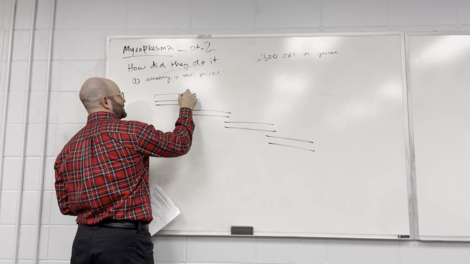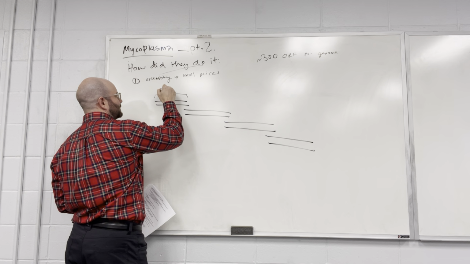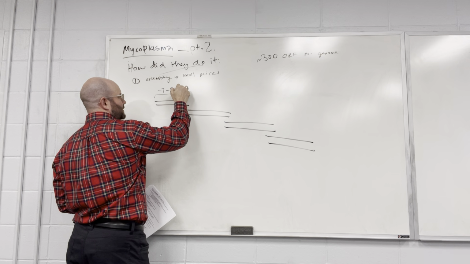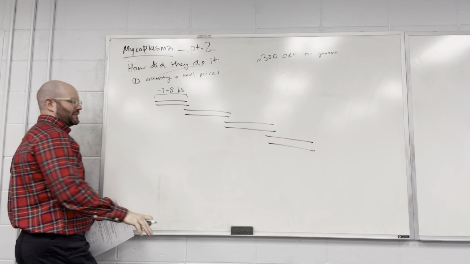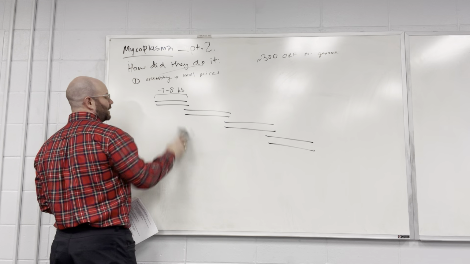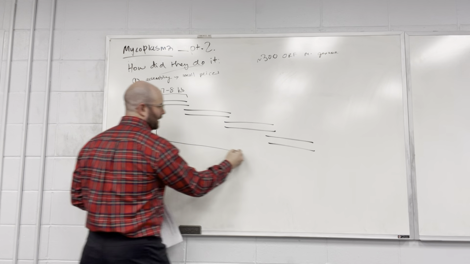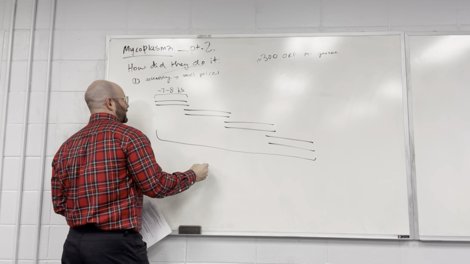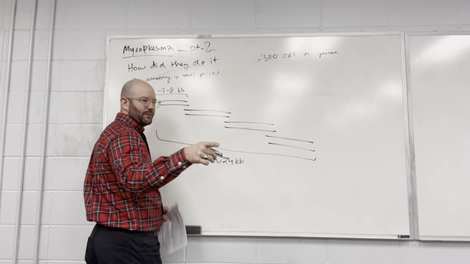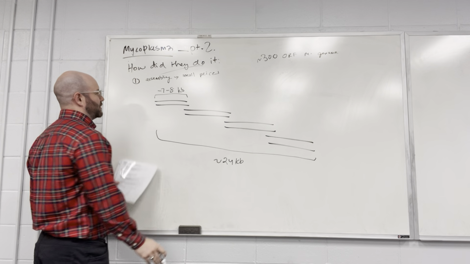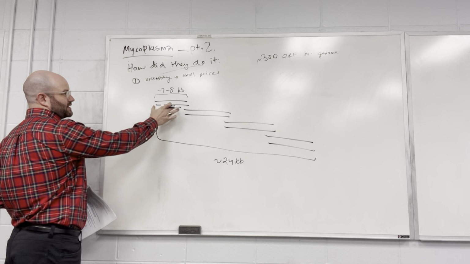Okay, so these pieces are about 7 to 8 kb. So about 7,000, 8,000 base pairs. And then that means when you string them together, you're gonna have something about 24 kb, which is I think something like what you said. Okay, so their first step is they're gonna assemble these small pieces.